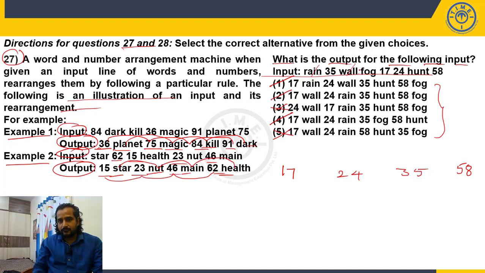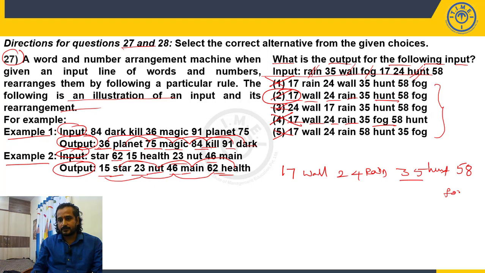Among the words rain, fall, wall, fog, hunt, what is the first in the reverse alphabetical order? Wall. So the first option is ruled out. So second option or fourth option. Second one after W, R. So rain. 17 wall, 24 rain, I cannot decide yet. So after 35, next in reverse alphabetical order, hunt. Here we have the fog, so not the fourth option. So what is my answer? Second option.